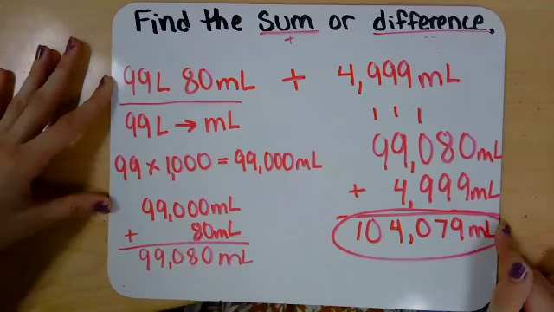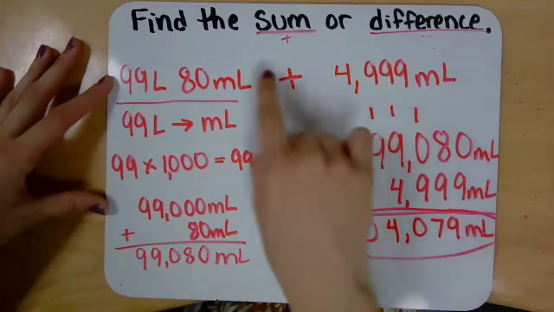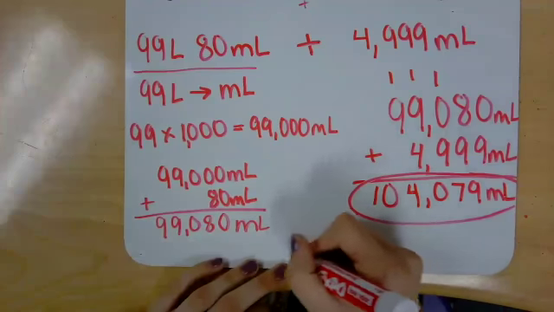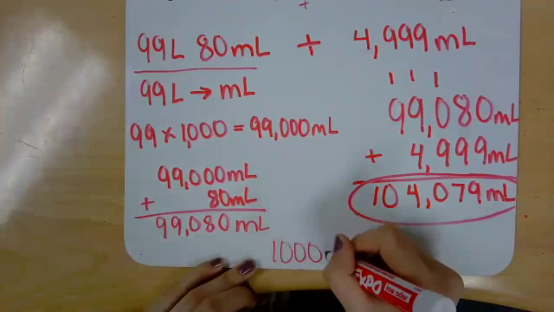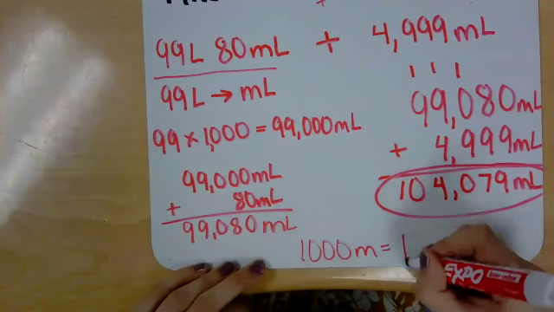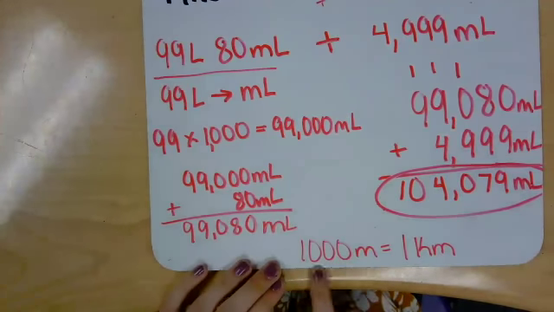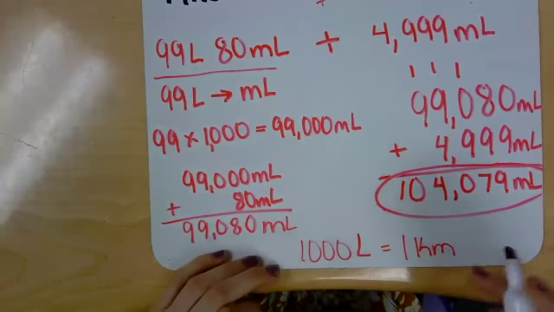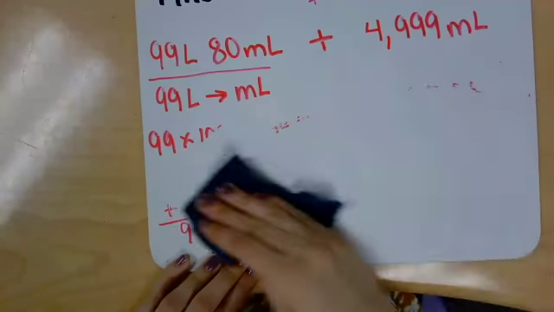Okay, so now it is your turn to try the practice problems on your own. Just remember our rule. Kilo always equals 1,000 meters, okay? 1,000 meters equal to 1 kilometer, okay? You can do the same thing if you're working with liters. Same thing if you're working with grams. Okay, we will see you very soon.